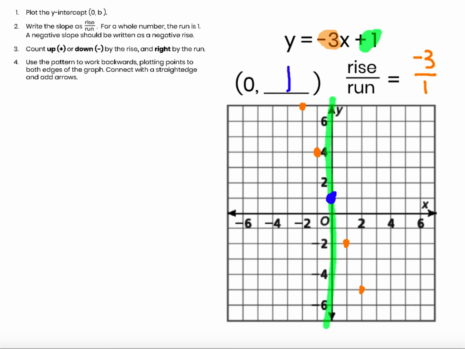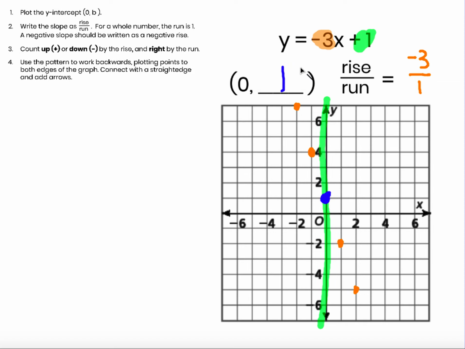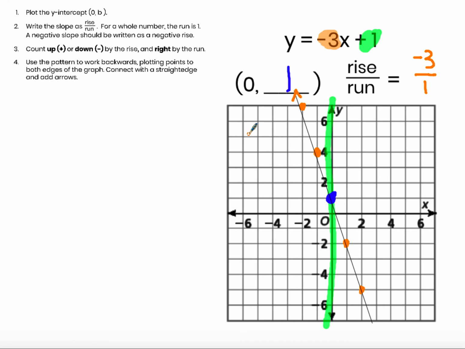You want to make sure, though, whichever one you are using, that when you look at your graph, you see: I have a negative slope, and so I need to have a downward sloping line. As x gets bigger, as I move from left to right, x getting bigger, y is getting smaller. Straight edge and arrows.